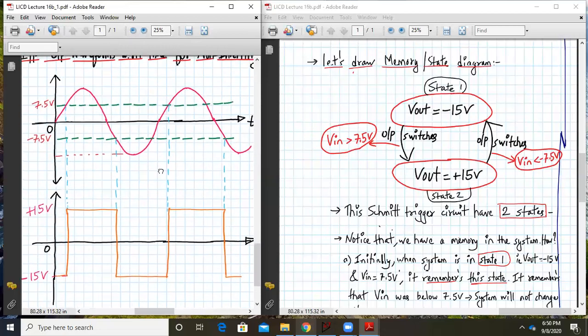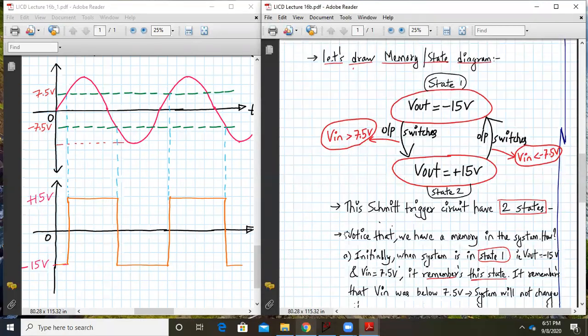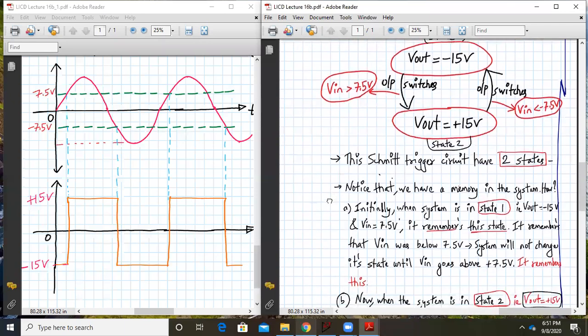So now this explains that the upper threshold point is plus 7.5 when V out was at minus 15, and the lower threshold point is at minus 7.5 when V out is switching from plus 15 to minus 15. So the Schmitt trigger has basically two states. One state is minus 15 and the second state is plus 15.